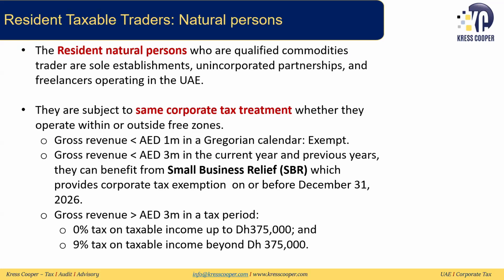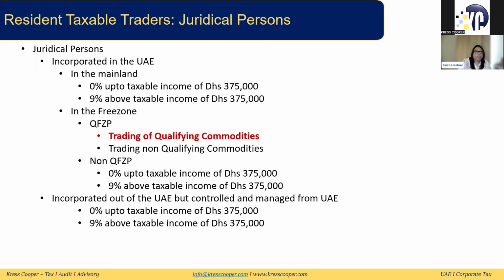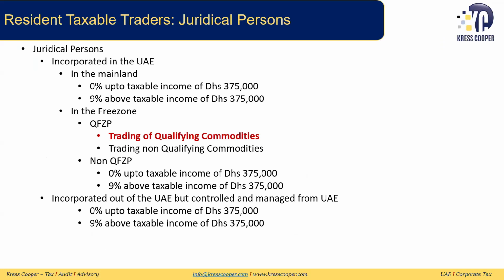If their gross revenue is less than 3 million but more than 1 million in the current year and previous year, they can qualify for small business relief. This relief is available till December 31st, 2026 at the moment. If their revenue is more than 3 million in the tax period, then 0% tax applies on income of up to 375,000, and anything over and above 375,000 dirhams would be taxed at 9%. This would be the treatment for a resident natural person under the corporate tax law, and the same will apply for the traders. Now we can concentrate on juridical persons.